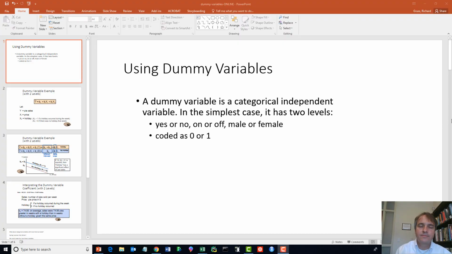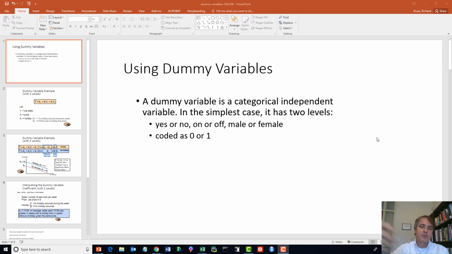So far, all of our independent variables have been continuous, but there are times when we want to be able to bring in a categorical variable. And this is quite easily accomplished simply by encoding it. So in the simplest case, we would have a categorical independent variable with only two levels.